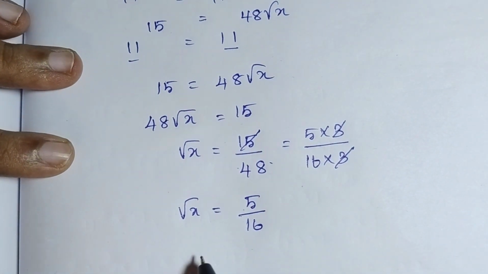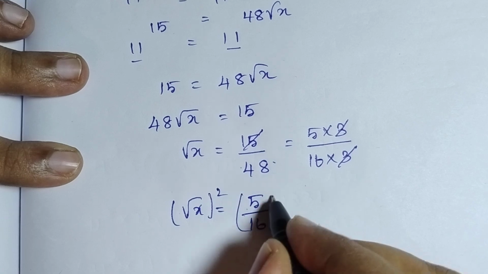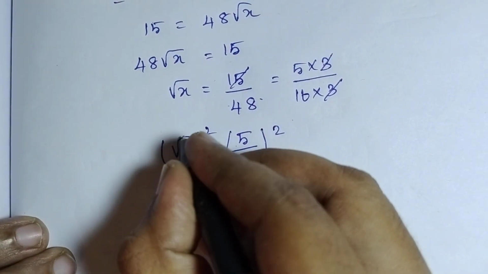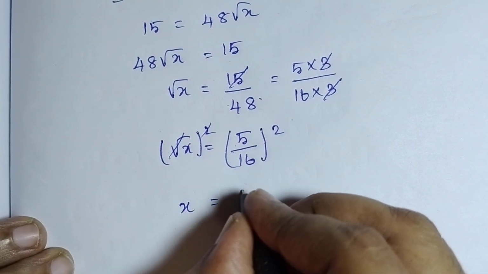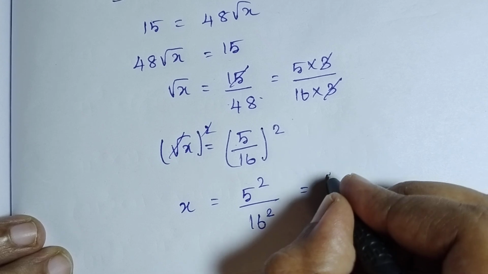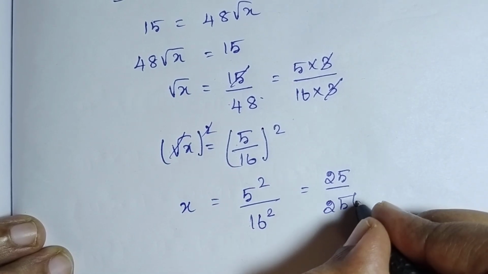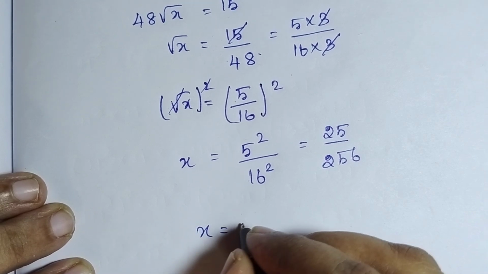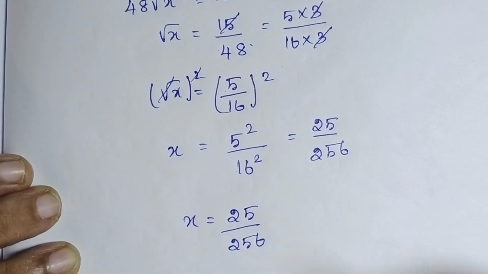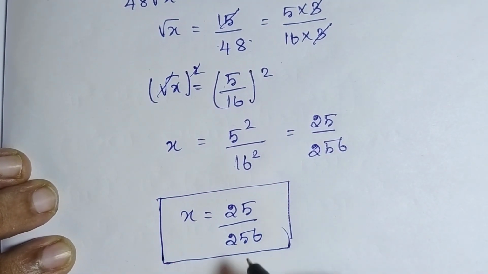I need only the x value, so to remove the square root, again I need to take square on both sides. Therefore this becomes x, the square and root get cancelled. x is equal to 5 square divided by 16 square, which is equal to 25 by 256. Therefore the answer for x is 25 by 256. So I am going to finalize the x value as 25 by 256.